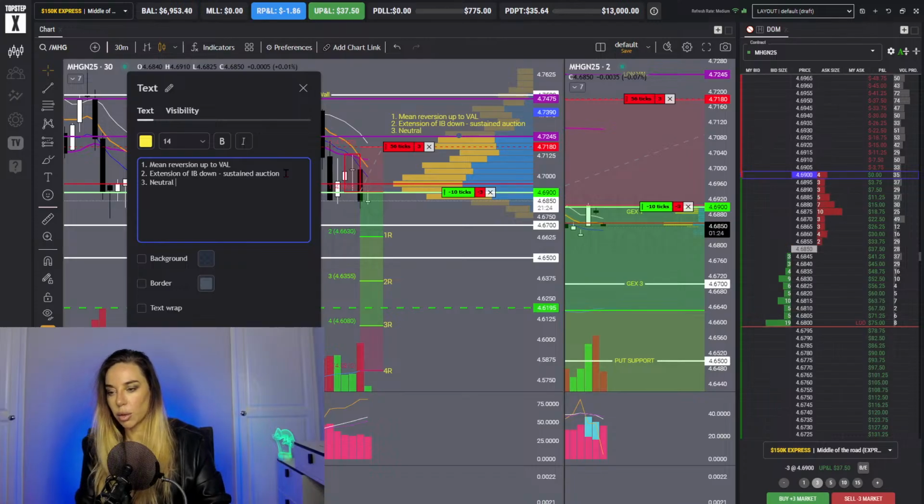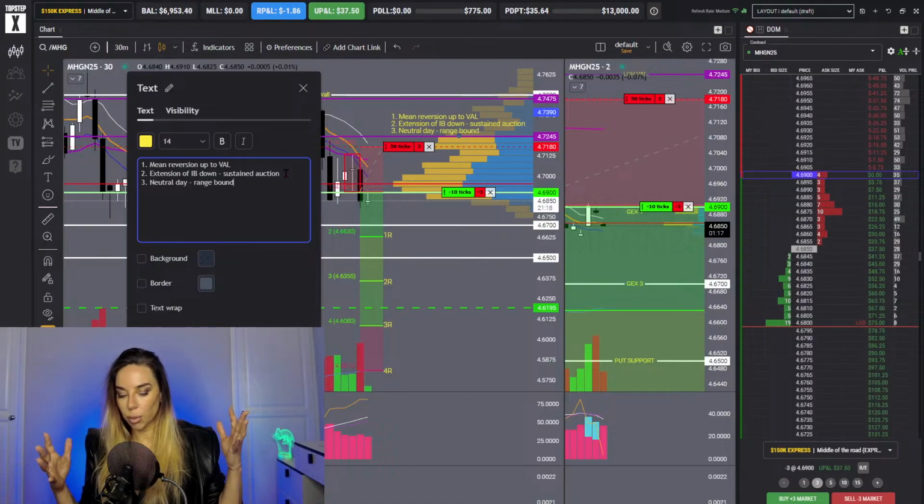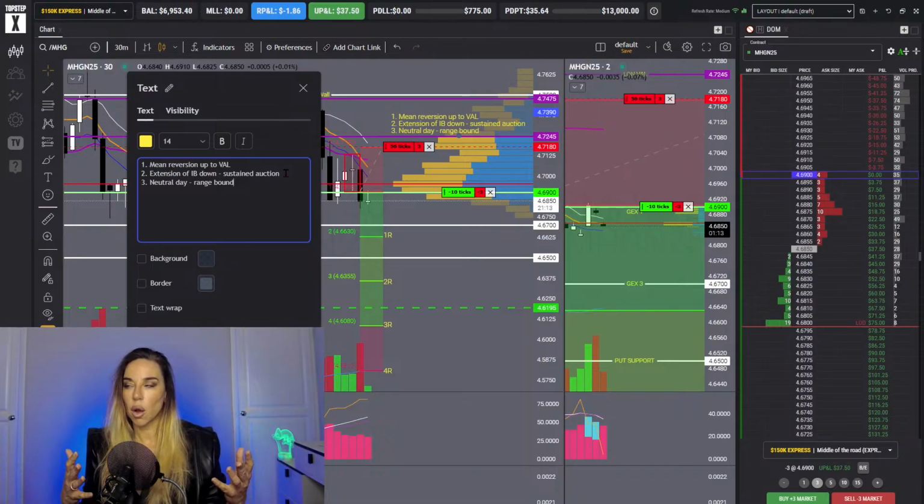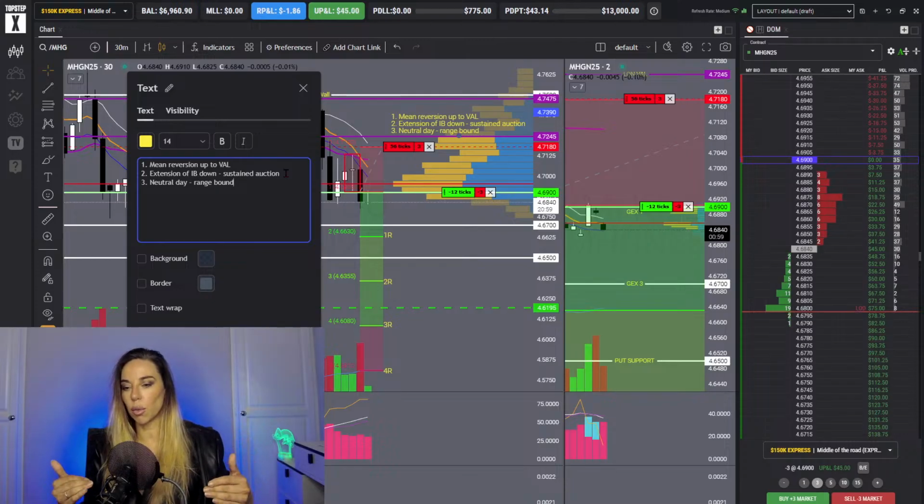which would be a neutral day. What does that mean? Range bound, right? Why? Because we extend to both sides of the initial balance. When that happens, on about 7 times out of 10, that severely limits the amount of momentum that you can get. The only time I would consider a breakaway trade in that situation is if one side creates a pretty decent single print to one side.